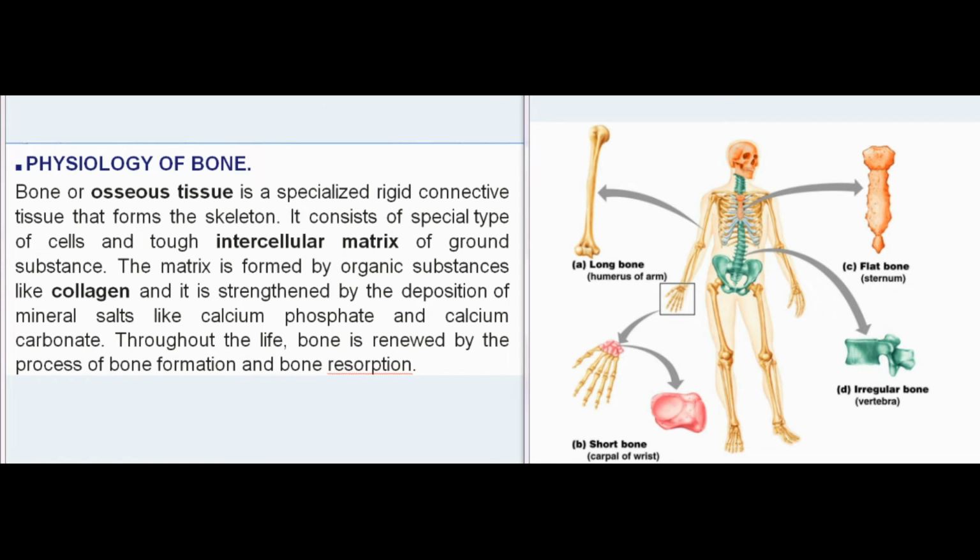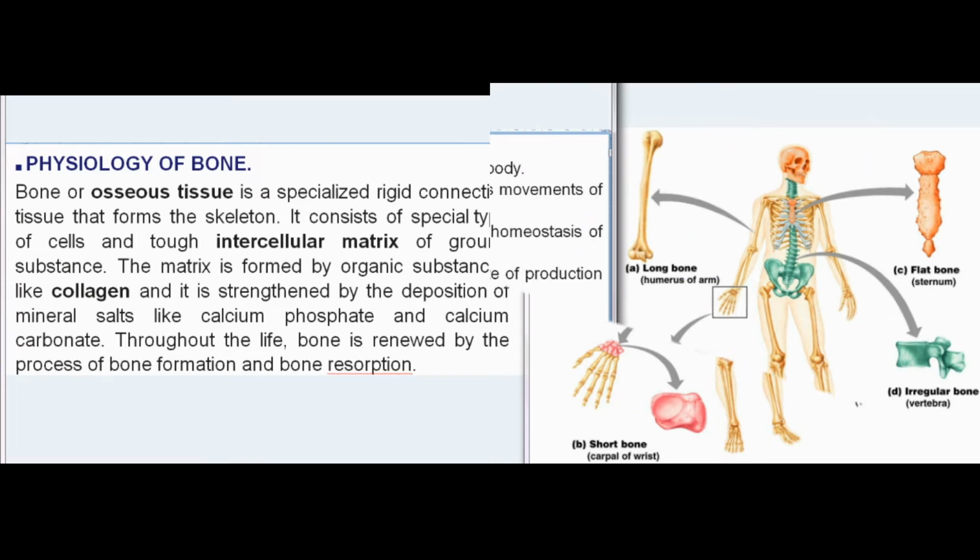Physiology of bone. Bone or osseous tissue is a specialized rigid connective tissue that forms the skeleton. It consists of special types of cells and a tough intercellular matrix of ground substance. The matrix is formed by organic substances like collagen, and it is strengthened by the deposition of mineral salts like calcium phosphate and calcium carbonate. Throughout life, bone is renewed by the process of bone formation and bone resorption.